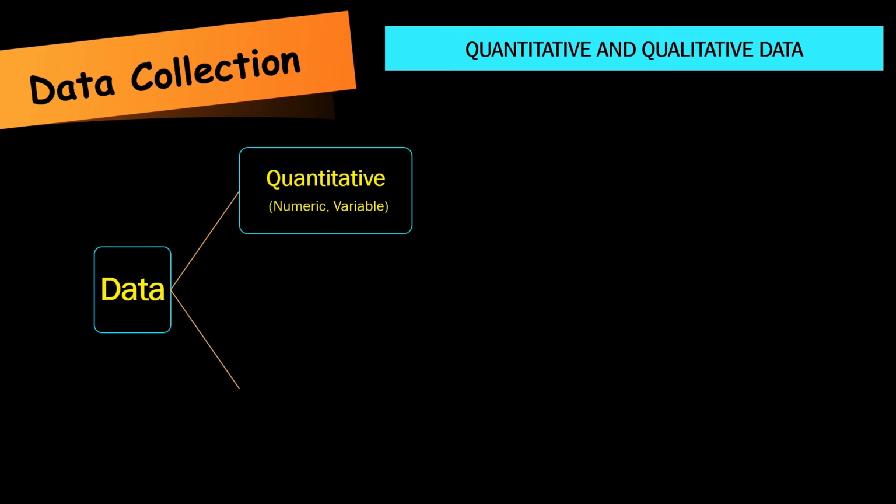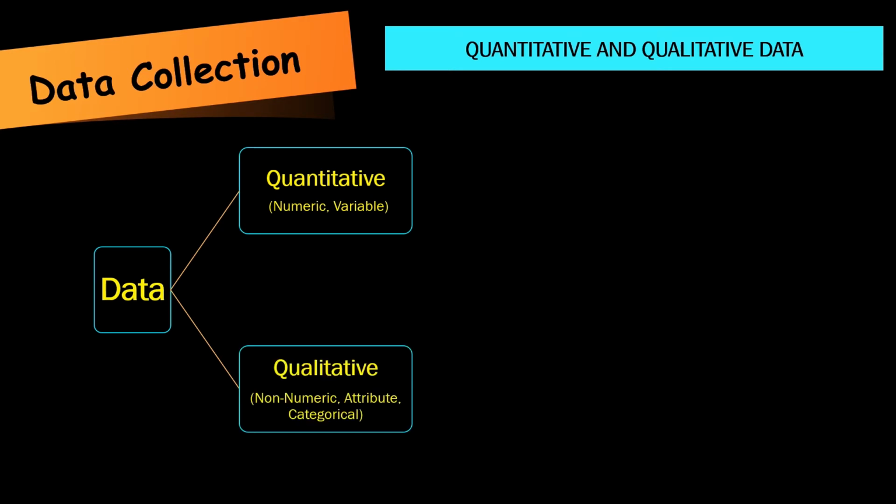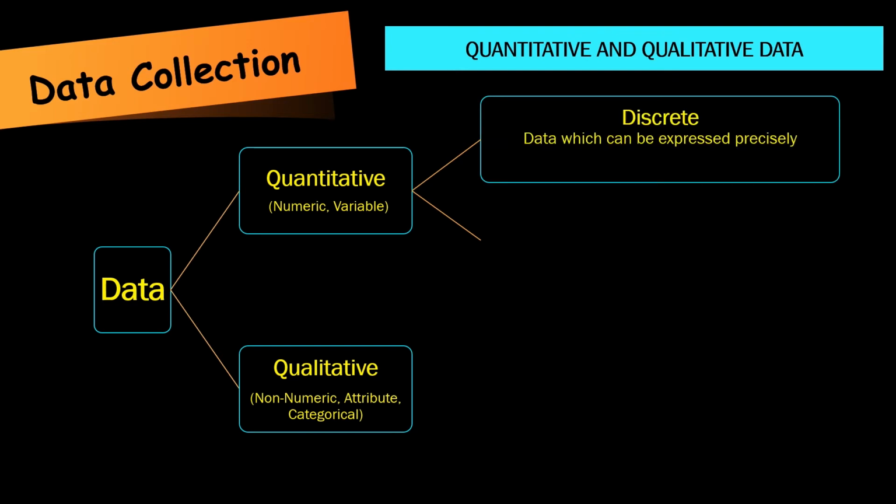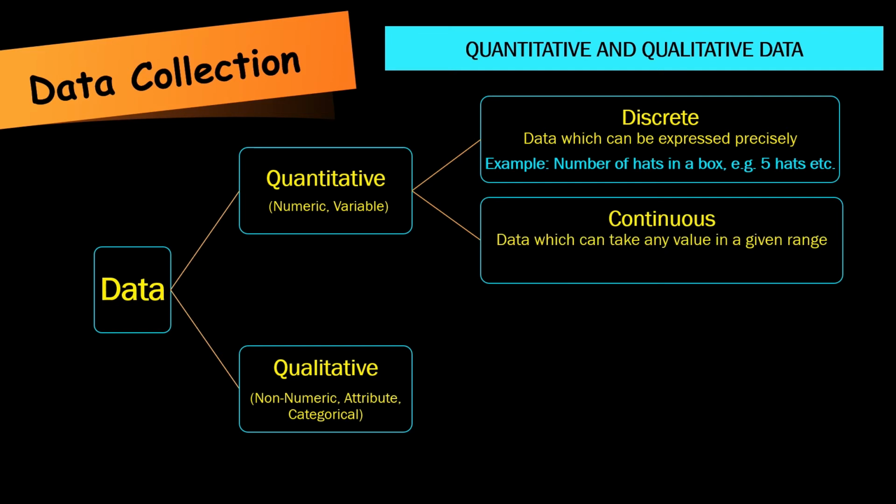Let's now remind ourselves of some terms from the previous session. So suppose we have some data. This can be divided into 2 main categories: quantitative, which is mainly numeric, or qualitative, which is non-numeric. Quantitative data can again be divided into 2 categories. Discrete data, which is data which can be expressed precisely, such as number of hats in a box, etc. And continuous data, which is data which can take on any value in a given range. And examples of this are weight and time, etc.